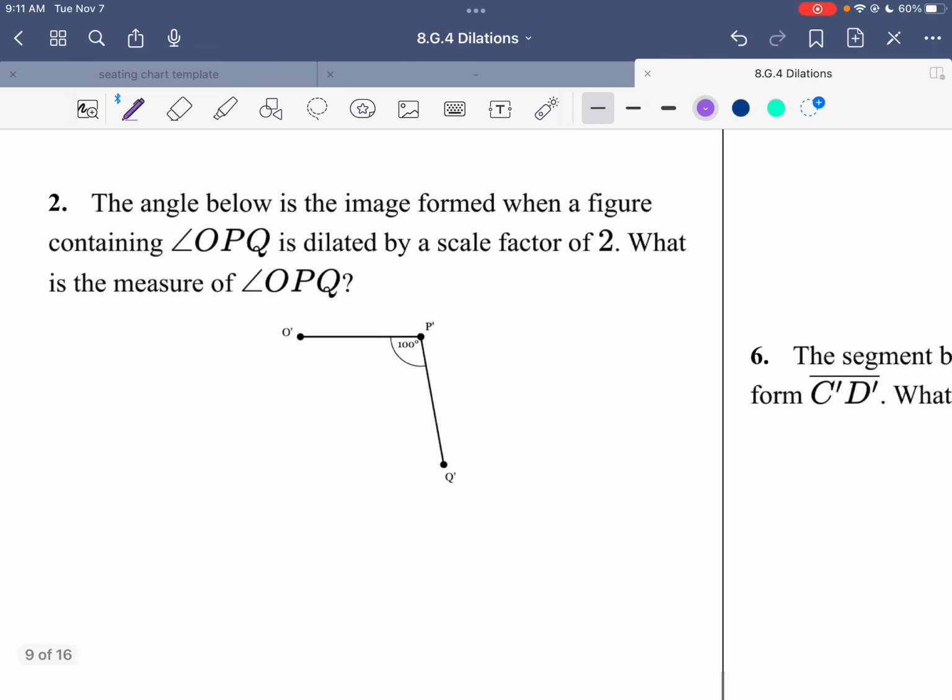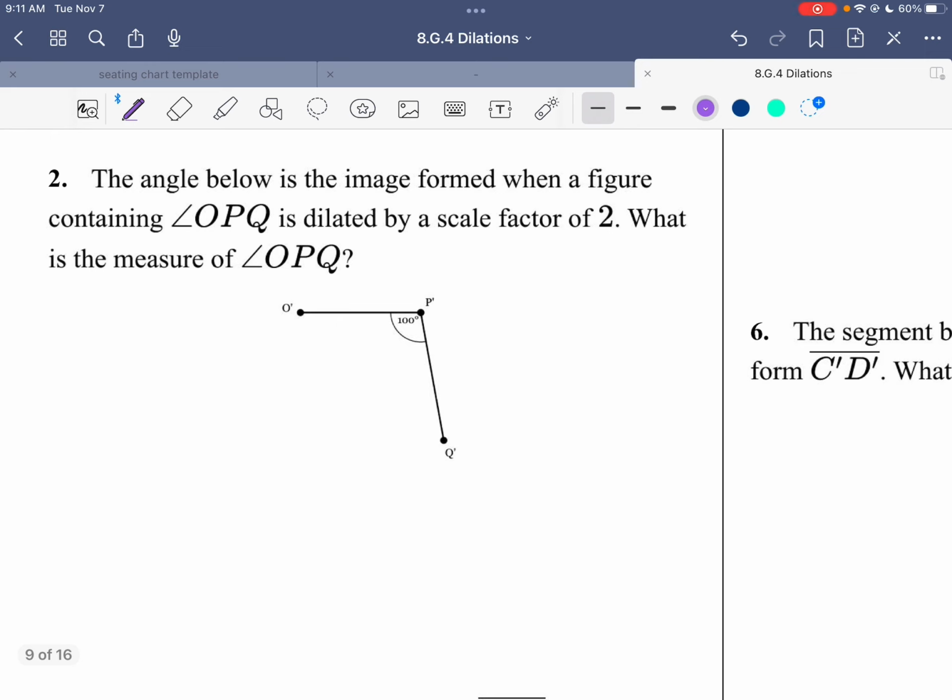Number 2, it says that angle O prime P prime Q prime has a measure of 100 degrees. It's dilated by a scale factor of 2, and it wants to know what is the measure of angle OPQ. We know that under dilations, our angle measures for our image and our pre-image are the exact same. They do not change, so the measure of angle OPQ is the same as the image, which is 100 degrees.